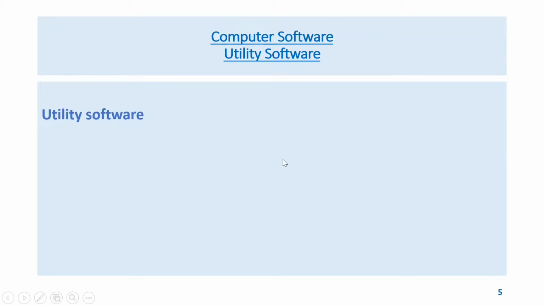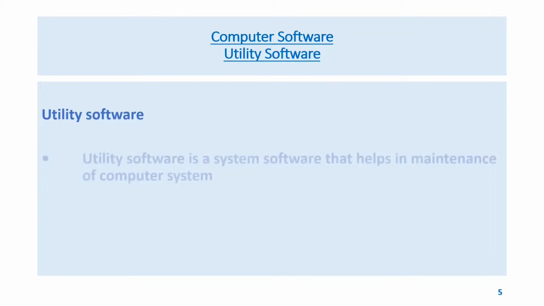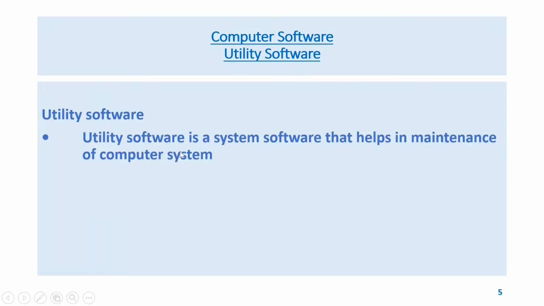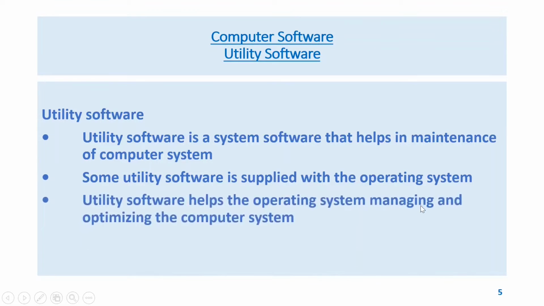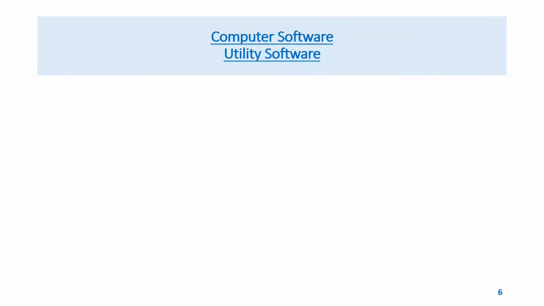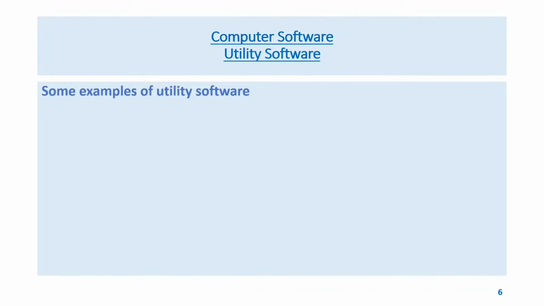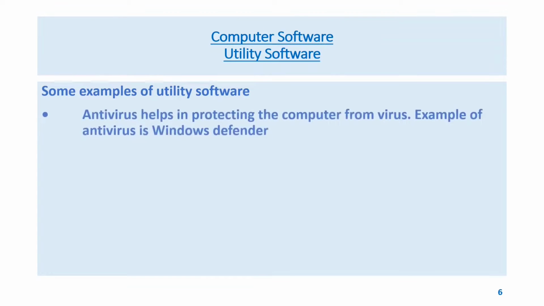Utility software. Utility software is a type of system software. Utility software is system software that helps in maintenance of the computer system. Some utility software is supplied with the operating system. Utility software helps the operating system in managing and optimizing the computer system. Now let us look at some examples of utility software.